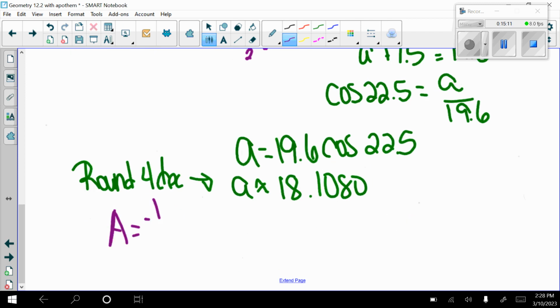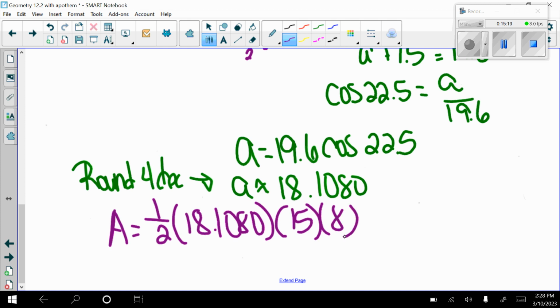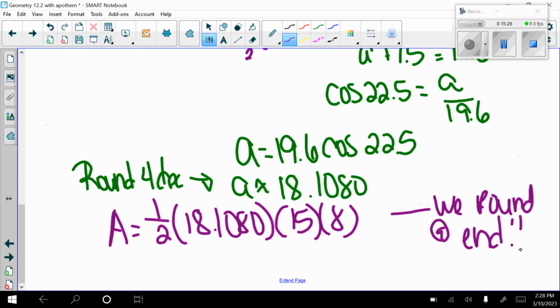Now I'm ready to find the area of that. So the formula, remember, is 1/2 my apothem I just found, 18.1080, times my perimeter, which remember we said was 15 times 8. This is where we can round at the end. Our final answer is where we'll round to the nearest tenth.